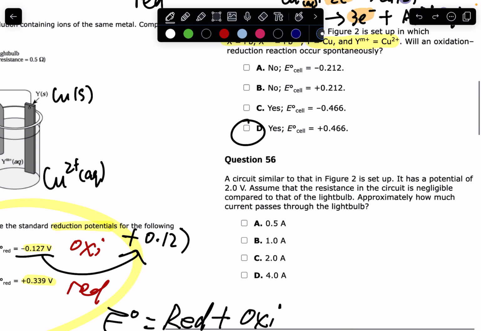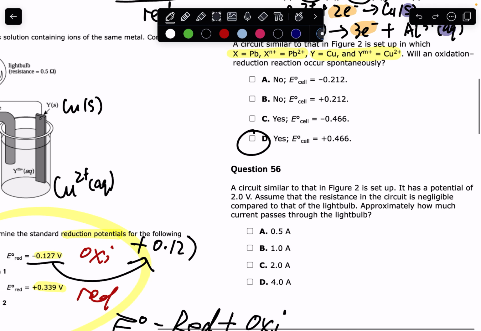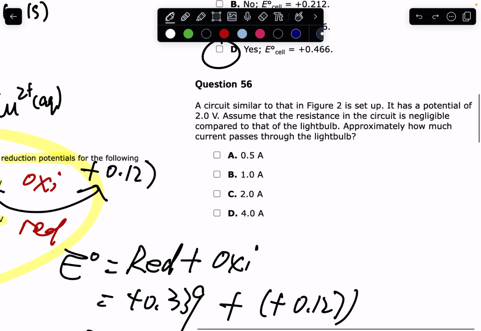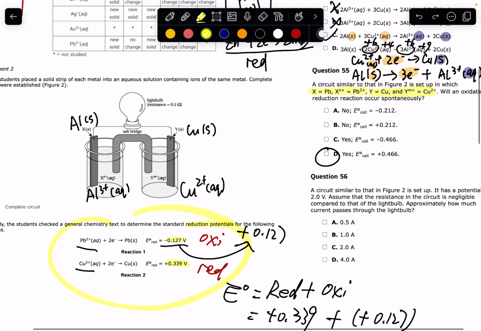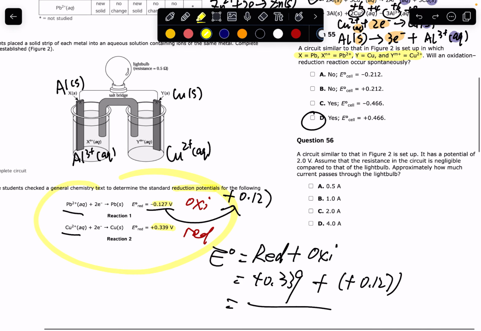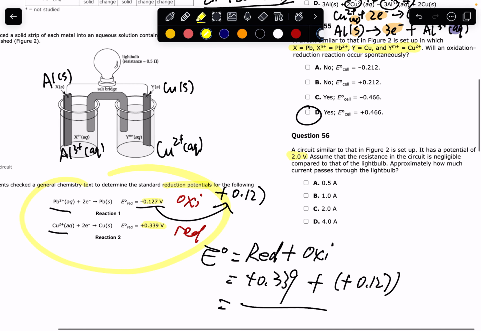Now let's look at question 56, the last one. It says a circuit similar to that in figure 2 is set up. So what is figure 2? Figure 2 is here. This is my figure 2, and it has a potential of 2 volts.